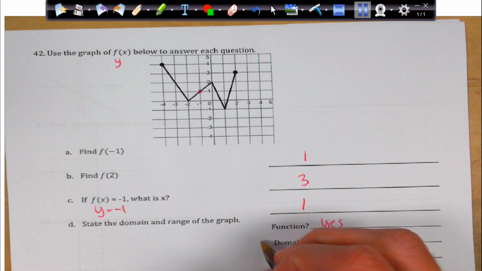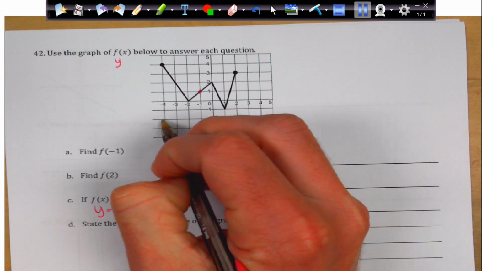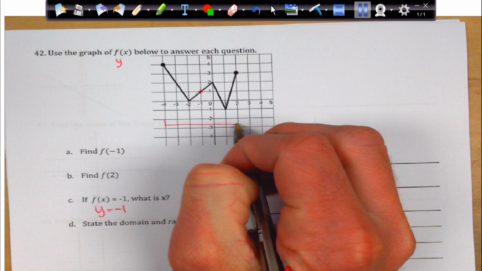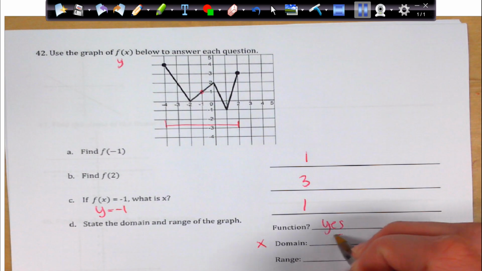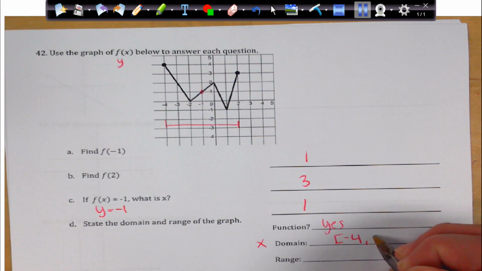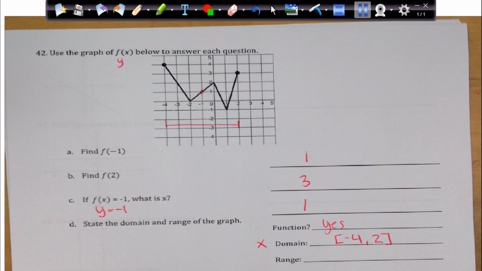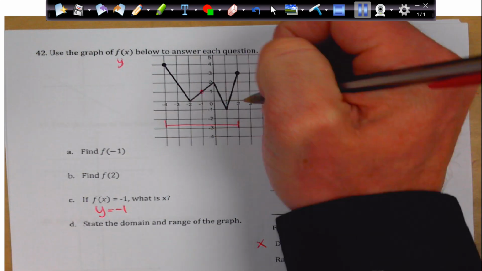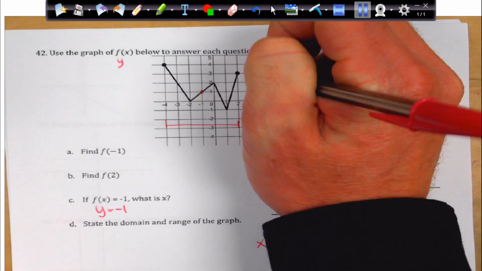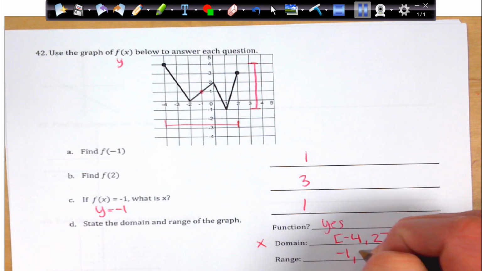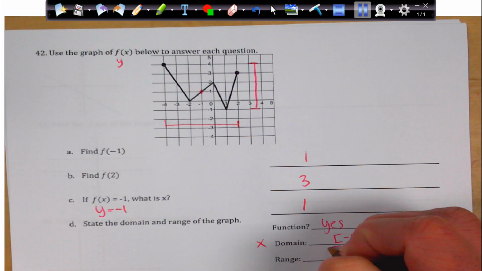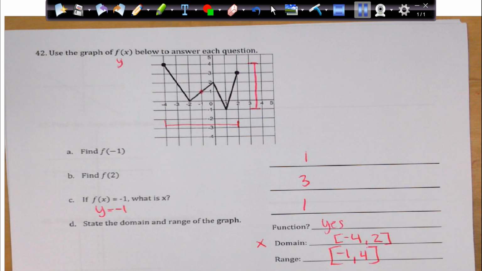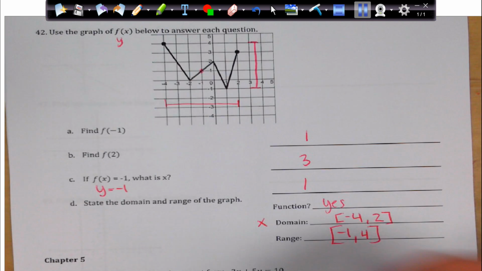My domain is my x values, so it goes from negative 4 all the way to 2. We're going to put that in brackets because we include that. And then my range is going from negative 1 all the way up to 4. And those are also in brackets because we have solid points. And there we go.